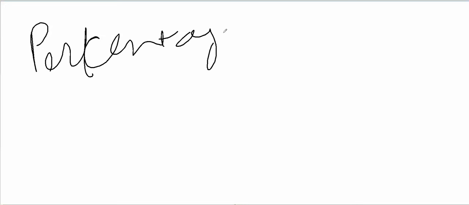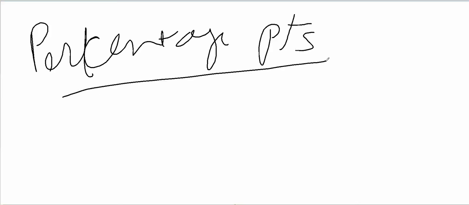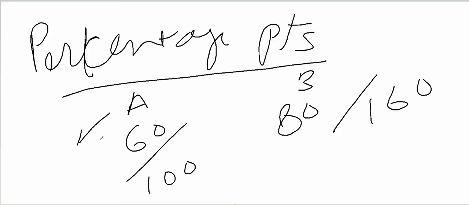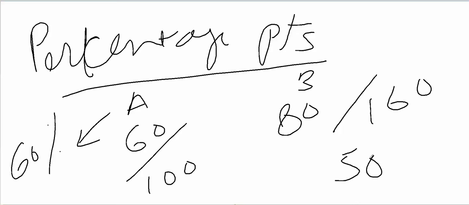Percentage points, beg your pardon. What is this percentage point? Percentage point means if a student A has got 60 marks out of 100 marks, student B has got 80 marks out of say 160 marks. Okay, then what is the percentage of A? Percentage of A, calculate in your mind, it has to be 60%. What is the percentage of B? It has to be 50%.